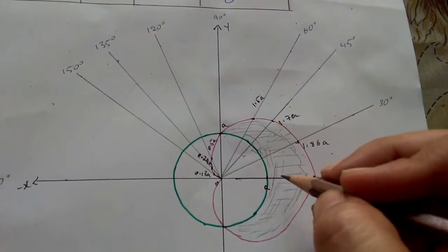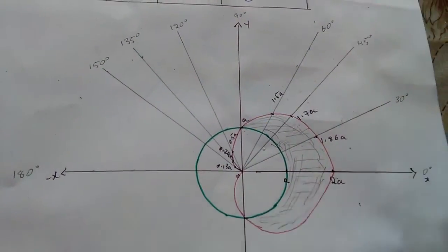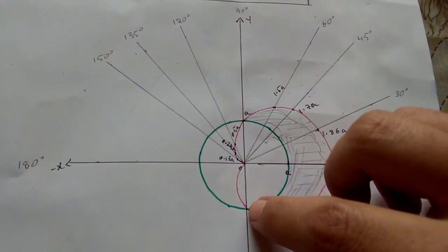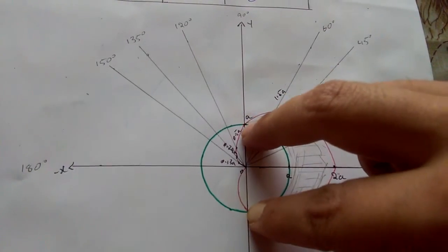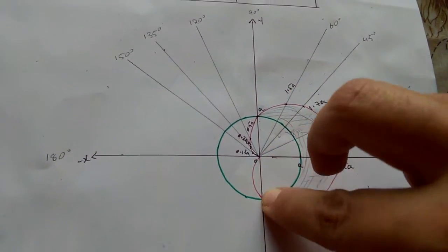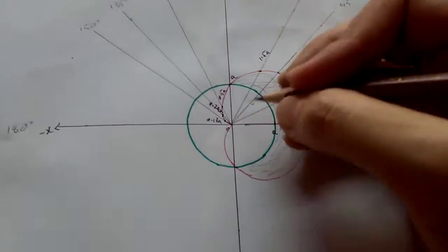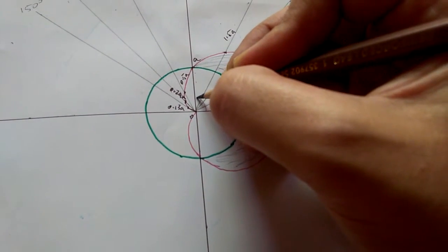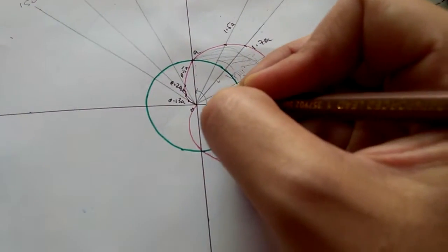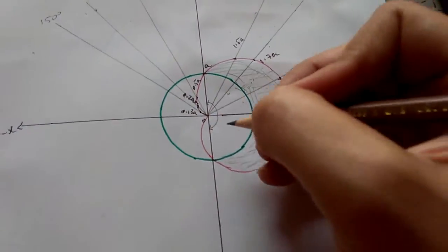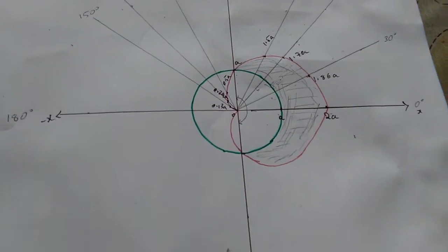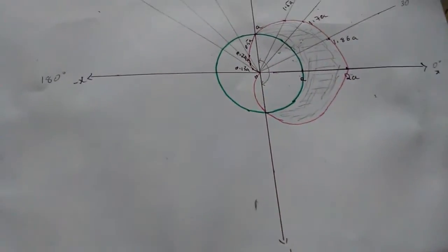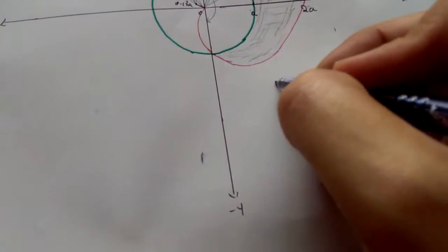You can see here that the region is starting from this point and ending at this point. This shows that the upper limit of theta is going to be positive 90 degrees and the lower limit negative 90 degrees. You know that anticlockwise angle is positive and clockwise is negative. So the limits of theta are going to be this.